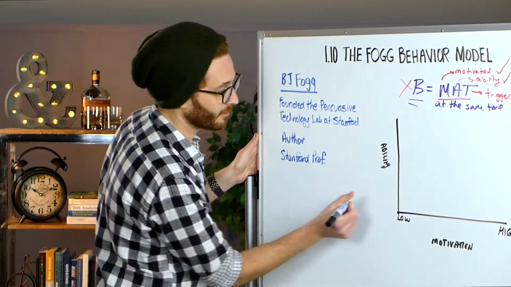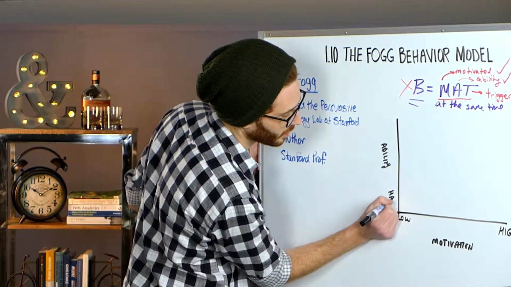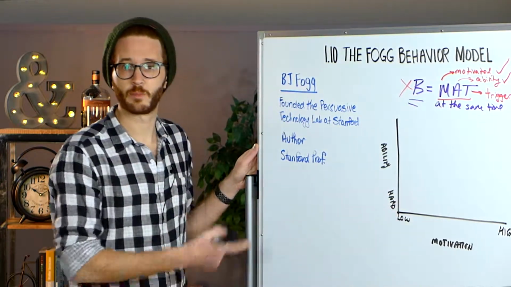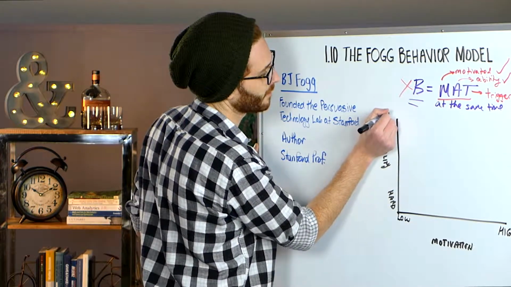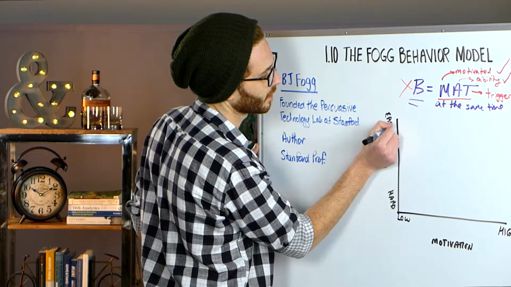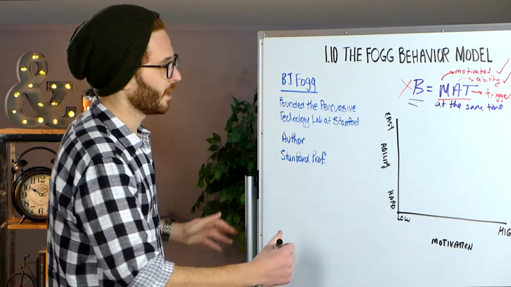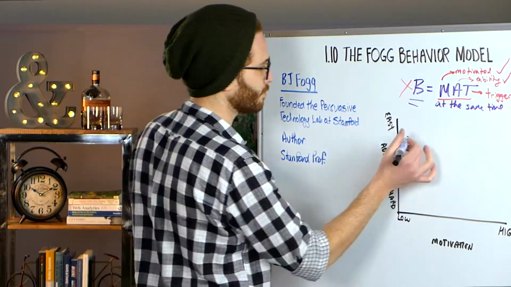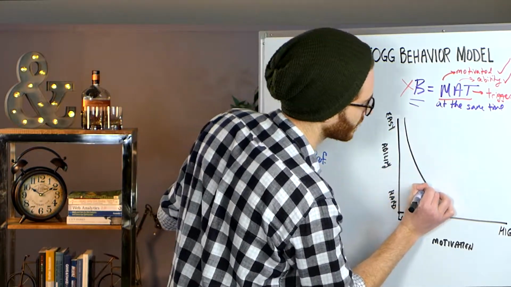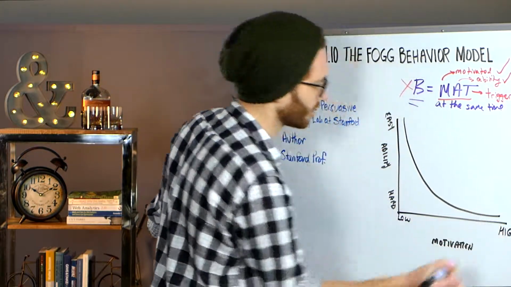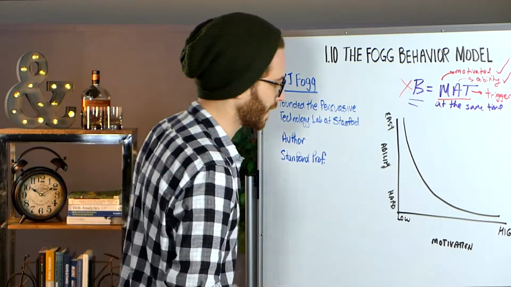right? The task could be very hard. The proposed behavior could be very hard. Or it could be very easy, right? That's the continuum for ability. And the Fogg Behavioral Model is plotted like this. You have an action line that runs like so. And this is called an action line.